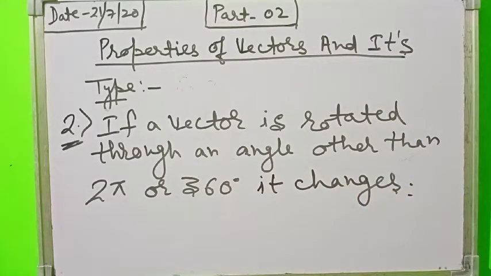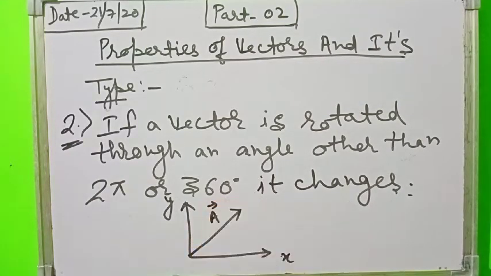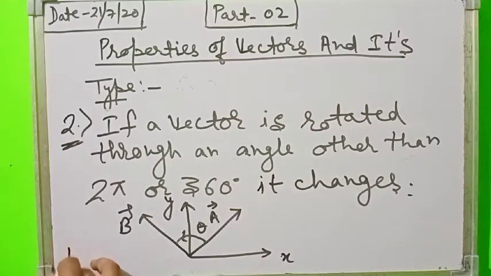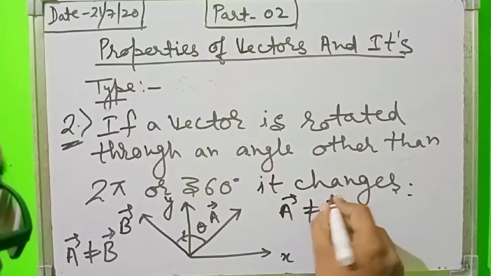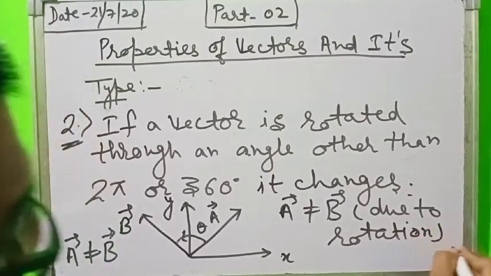It means to say that suppose this is the x-axis and this is the y-axis, and there is a vector A. If this vector is rotated by an angle theta, which is other than 2 pi or 360 degrees, giving vector B, then the vector changes itself and vector A is not equal to vector B, due to rotation.